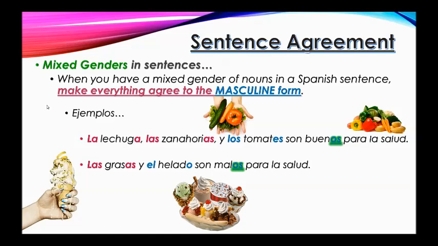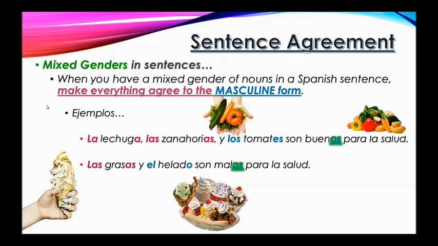All right, I want to talk a little bit more about sentence agreement because we're going to be making longer sentences than we have before. And we've talked a little bit about this before, that when you have a mixed gender in a sentence, you are going to make the sentence or the adjective agree masculine. Even if you have more things in the sentence that are feminine than masculine, you always agree masculine.